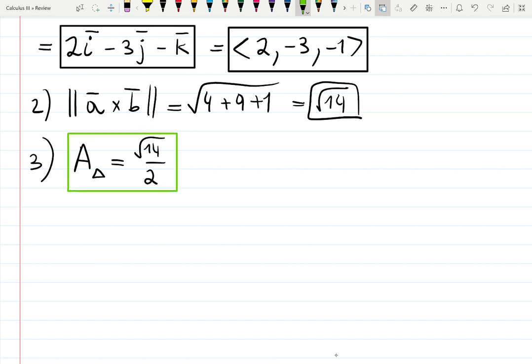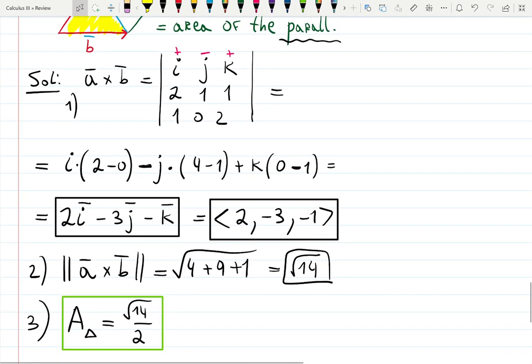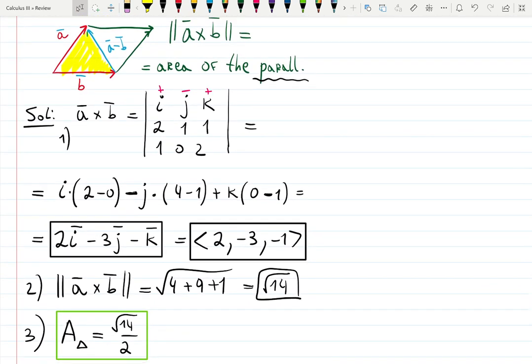And that is one of the applications of the cross product, finding the area of the parallelogram and the area of the triangle. So your job is to remember the connection between the cross product and the areas. And this is how we were explaining one of the ideas of what cross product does.